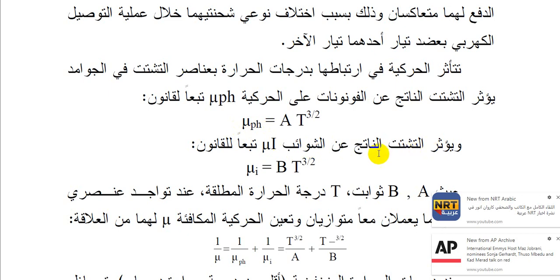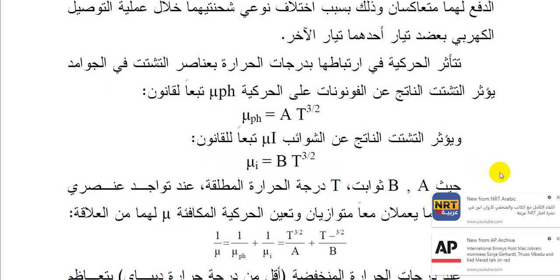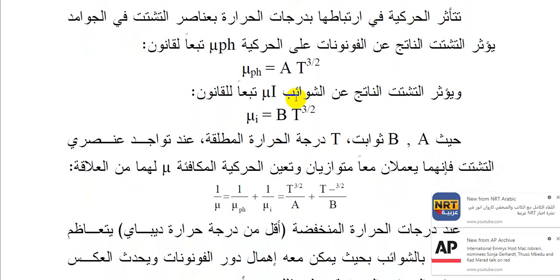And the impurities or inclusions: the resultant dispersion is affecting in the form of mu I equals B T^(3/2). According to the rule, mu I equals B T^(3/2). That is, the scattering resulting from impurities, as well as from inclusions, is affecting mobility according to the rule, where A and B are constants.